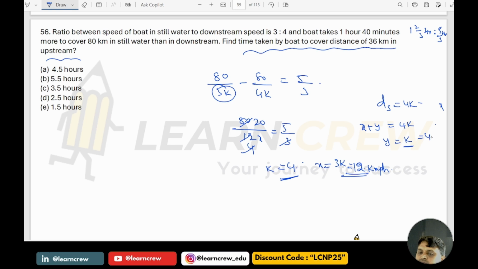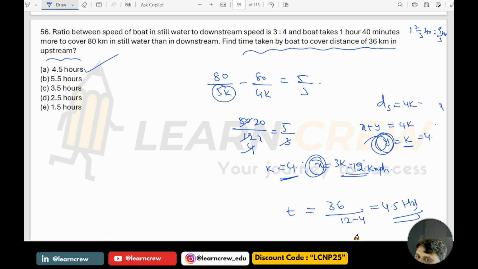K means 4. Now find the time taken. The required time is distance by upstream speed. Upstream speed means 12 minus 4, so it is 4.5 hours. 4.5 hours is the answer. So option A is correct. So we have got the speed of the boat in still water and the speed of the stream. So from this, time taken upstream is equal to distance by upstream speed, x minus y, where x is 12 and y is 4.